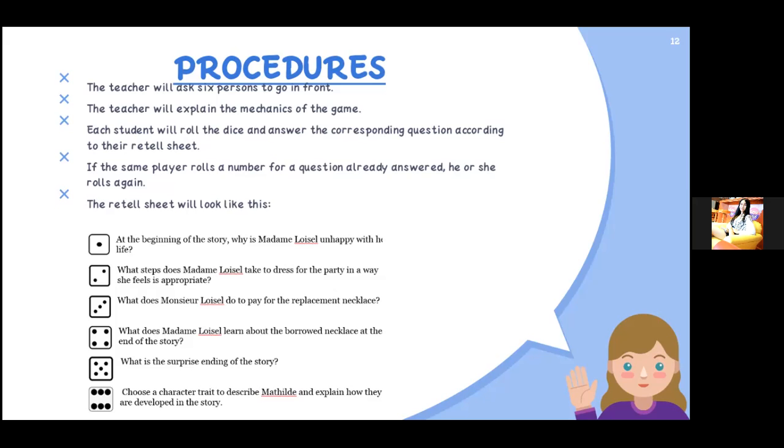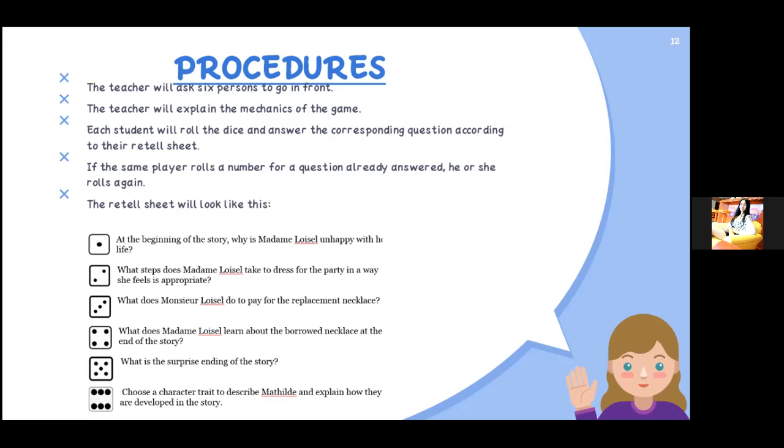If the dice goes to number 3, the question will be what does Monsieur Loisel do to pay for the replacement necklace? If the dice goes to number 4, the question will be what does Madame Loisel learn about the borrowed necklace at the end of the story? If the dice goes to number 5, the question will be what is the surprise ending of the story?